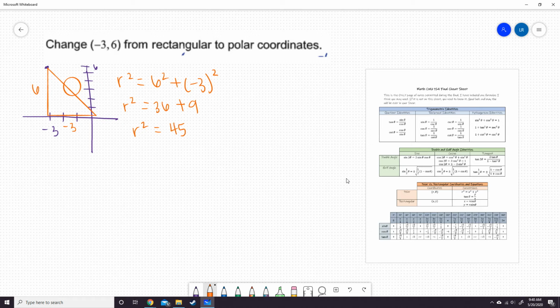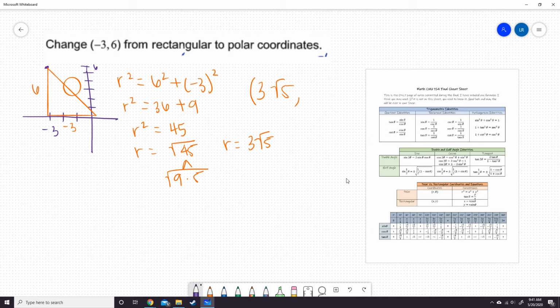And of course, I could break 45 down further when we take the square root of this into 9 and 5. So r is going to equal 3 root 5. That will be the first part of my ordered pair. Now, if you look at this little cheat sheet here, in polar coordinates, we want r and then theta. Well, we found r is 3 root 5.